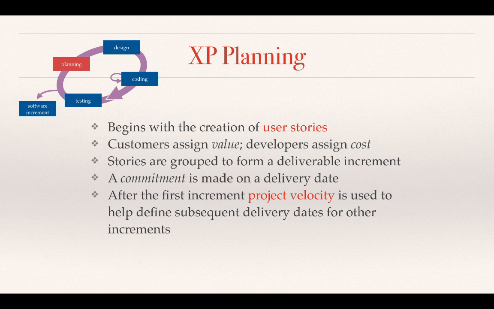The customer will assign a value to each story, which is their priority for which stories are the most important to them. Then the developers assign a cost to each story, which is how long the story will take to implement. With this information, customers and developers meet and agree on an increment and a delivery date. At the end of that increment, usually 2 to 3 weeks, the team looks at how good their estimations were. In other words, were they able to deliver the appropriate code in the correct amount of time? And then they try to adjust their estimates accordingly for the next increment.